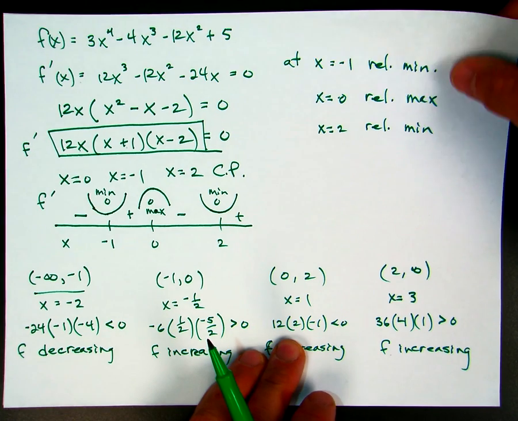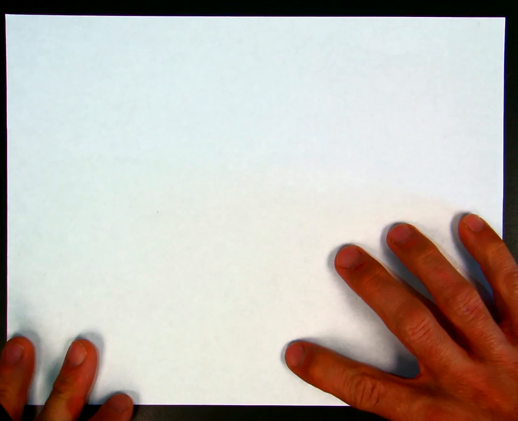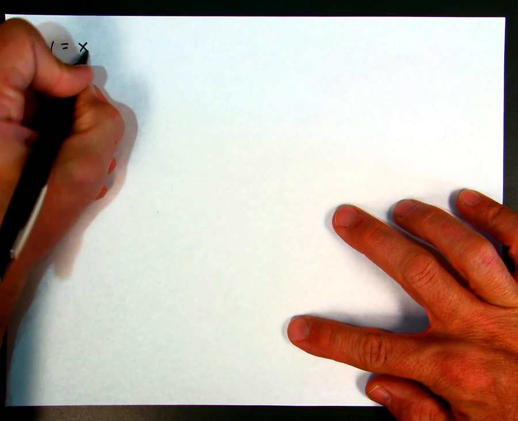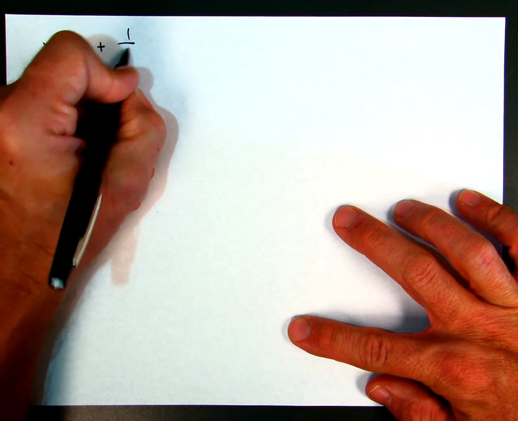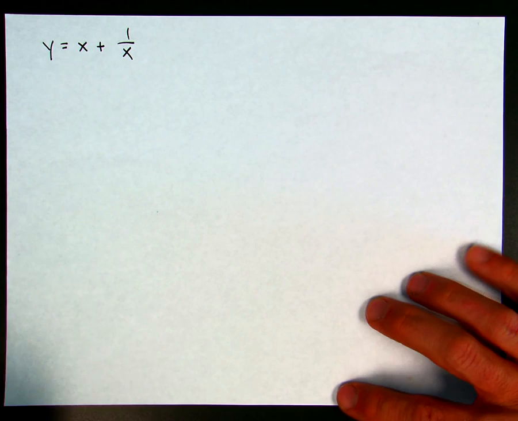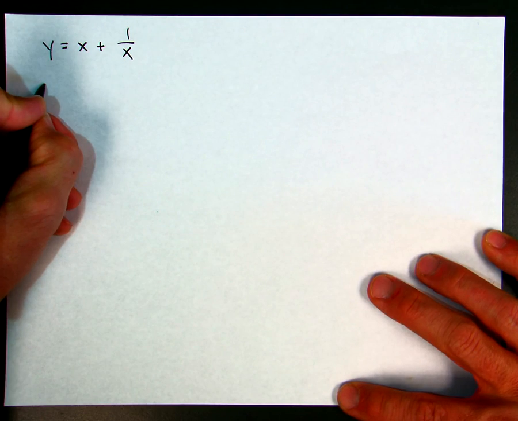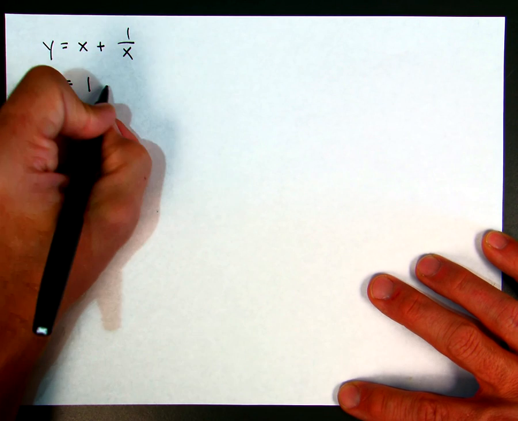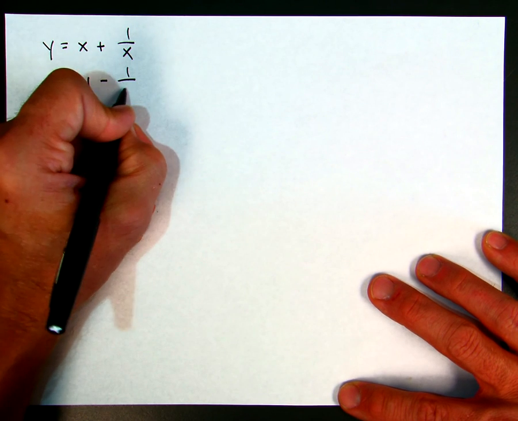Okay, let's do one more example so we can see how this works out using the first derivative test. Let's take a look at the function y equals x plus 1 over x. Again, the first thing we have to do is find the critical points. So let's take the derivative. The derivative of x is 1, and the derivative of 1 over x is negative 1 over x squared.